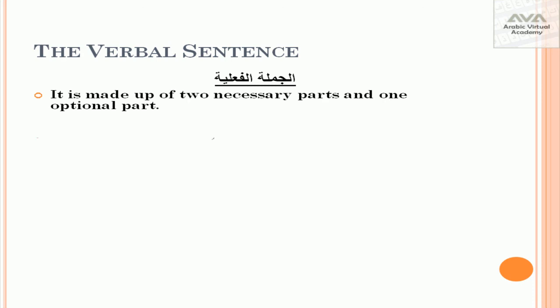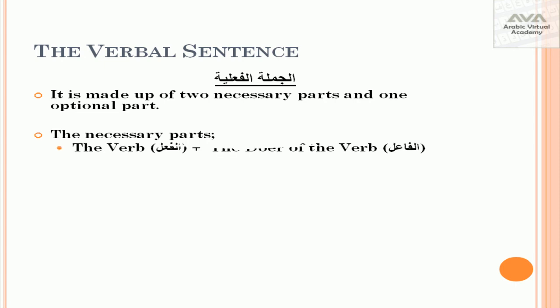The jumla al-fi'liya is made up of two sure parts and one possibility. The thing that we need to understand about this jumla al-fi'liya is that it has to have al-fi'l, it has to have a verb. Because as we said before, this is what the jumla al-fi'liya starts with, the verb. And obviously, if you have the action, you're going to have the fa'il, or even the thing that takes the place of the fa'il, the doer of the verb.